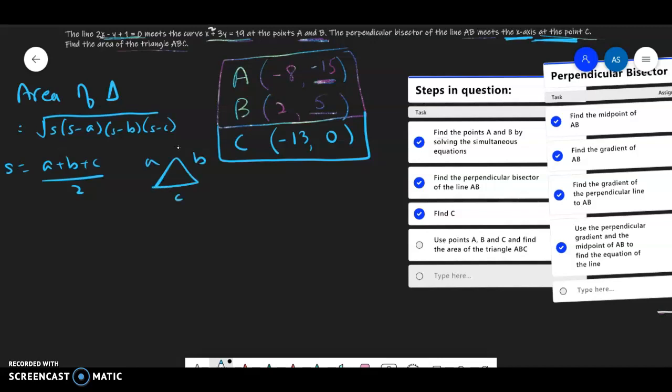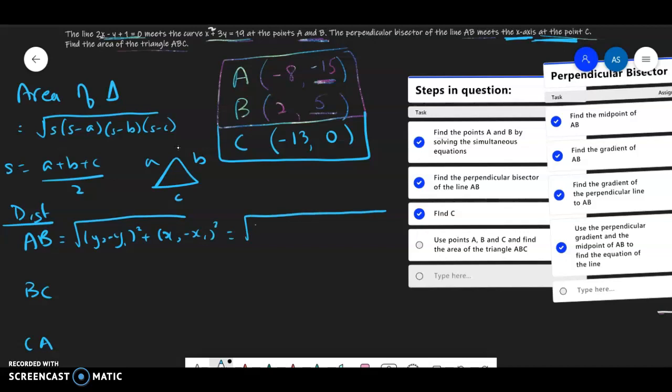So I simply need to find the distance of all sides. So I need to find the distance of AB, of BC, and of CA. Sorry, CA. So I will now proceed to do that, using the formula: the square root of (y2 minus y1) squared plus (x2 minus x1) squared. So in this particular case, between A and B, I'll get 2 plus 8 squared. Oh, sorry, that's the x values, but that's okay. Actually, let me do it over.